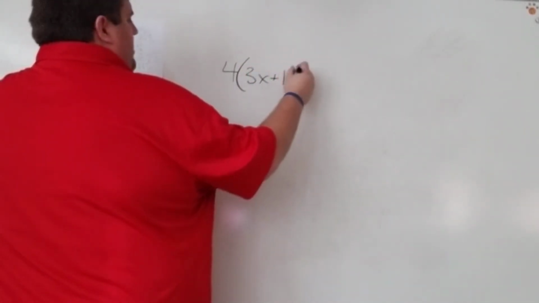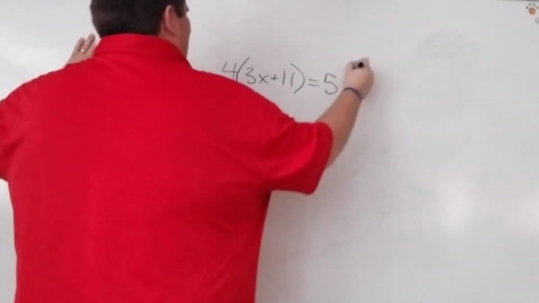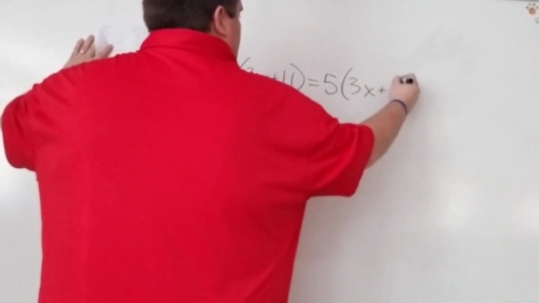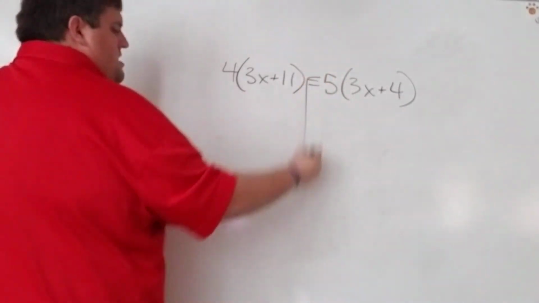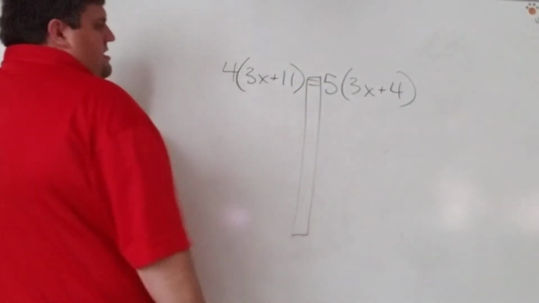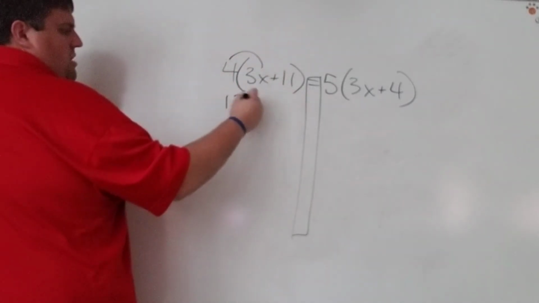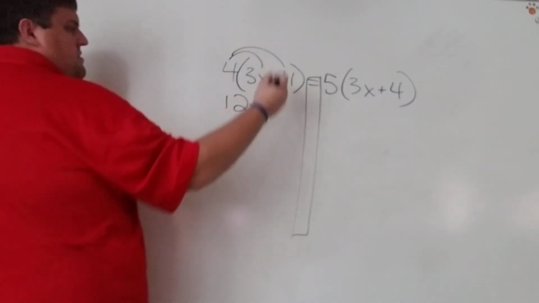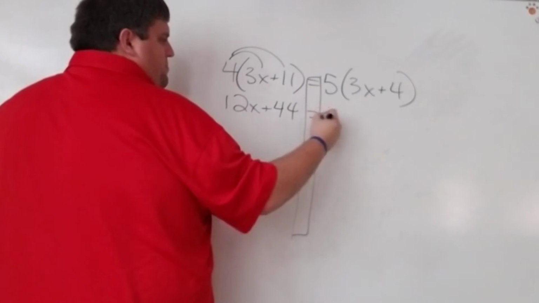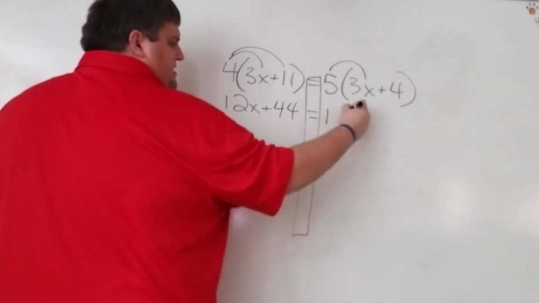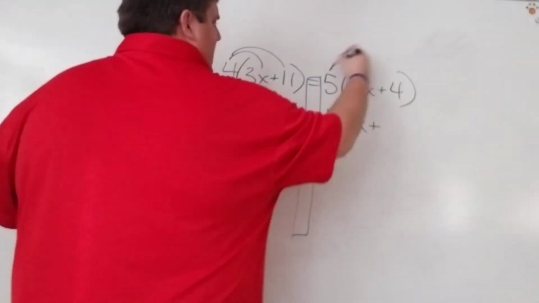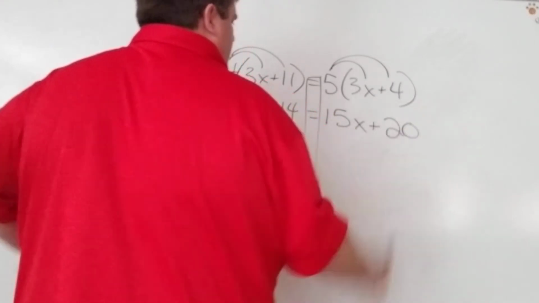3x plus 11. 3x plus 4. All right. So we're going to distribute on both sides this time. 4 times 3x is 12x. 4 times 11 is 44. 5 times 3x, 15x. And 5 times 4 is 20.